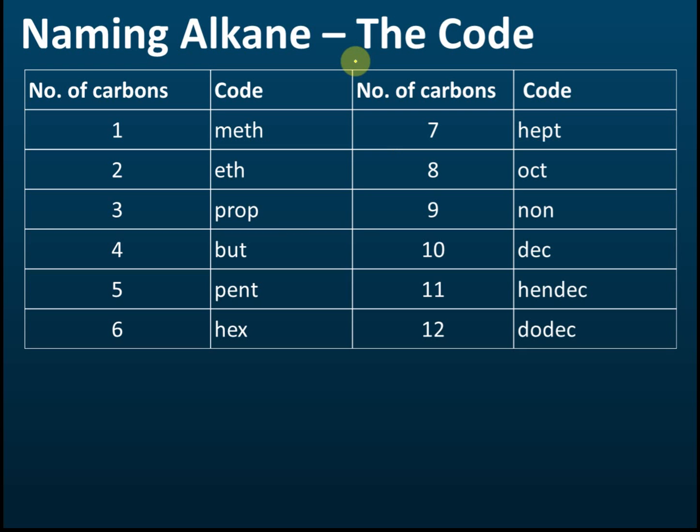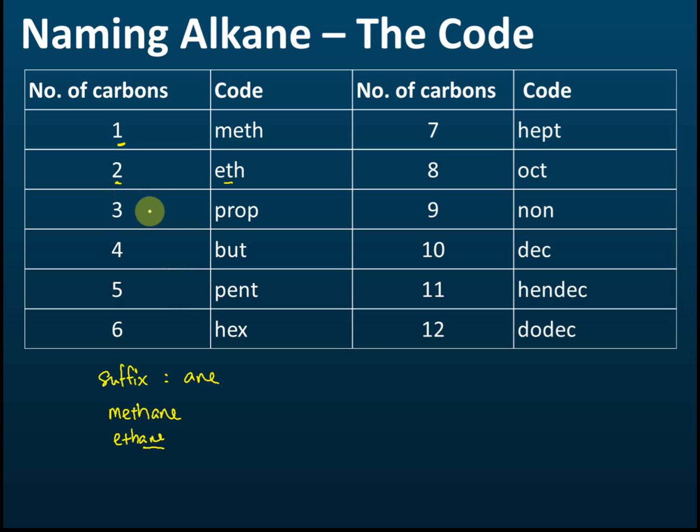Naming alkanes. Alkane is an organic compound, and to name an organic compound, we refer to the number of carbons per molecule of the organic compound, followed by a suffix. For alkanes, the suffix for the name is -ane. For example, if the alkane has one carbon, the code for the name of one carbon is meth. So we start with meth and then follow with the suffix -ane. This is the name of the alkane that has one carbon: methane. For an alkane that has two carbons, the code of the name is eth, followed by the suffix -ane. So the name is ethane.